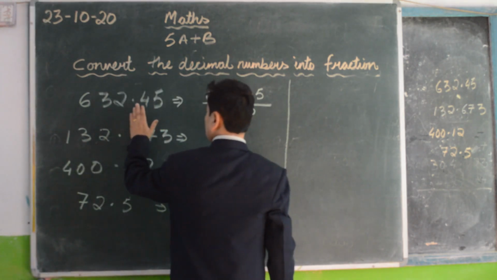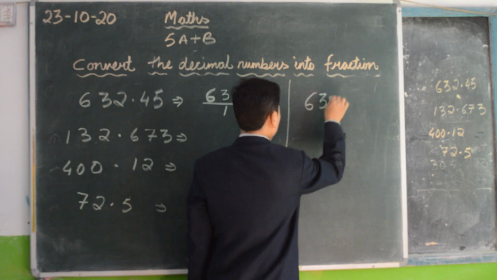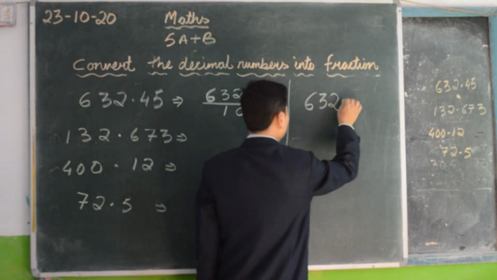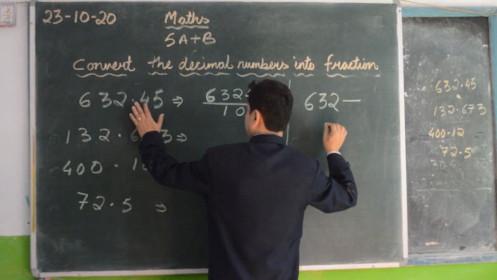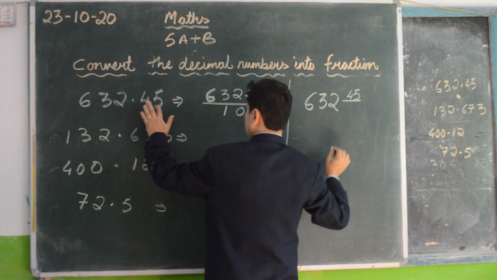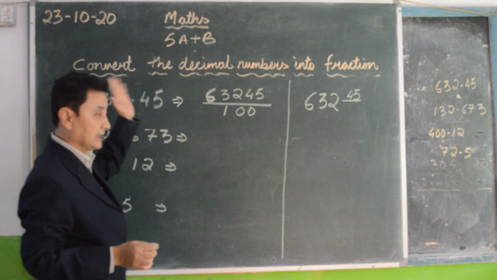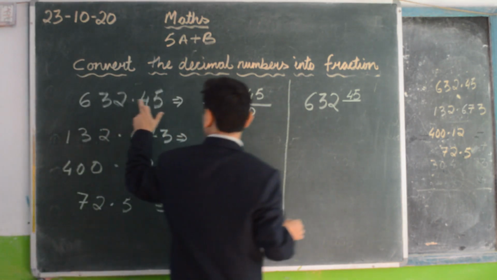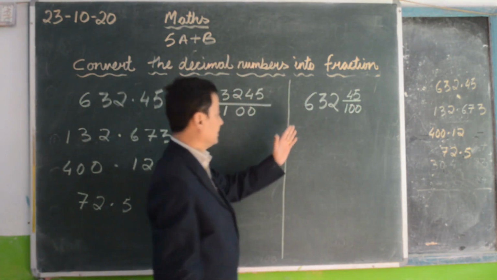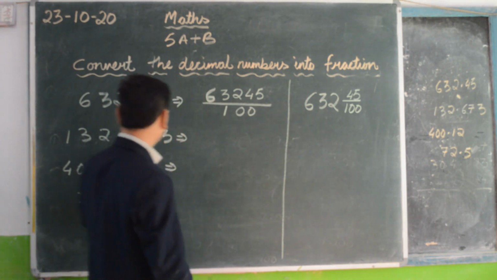So what do you see before the point? 6, 3, 2. Whatever you see before the point is your whole number. Now the fraction. 45 will be your numerator. And the place value of 5 is where? Hundredths. Or we can do it like this. 1, 0, 0. So the answer that you get is 632 and 45 hundredths.